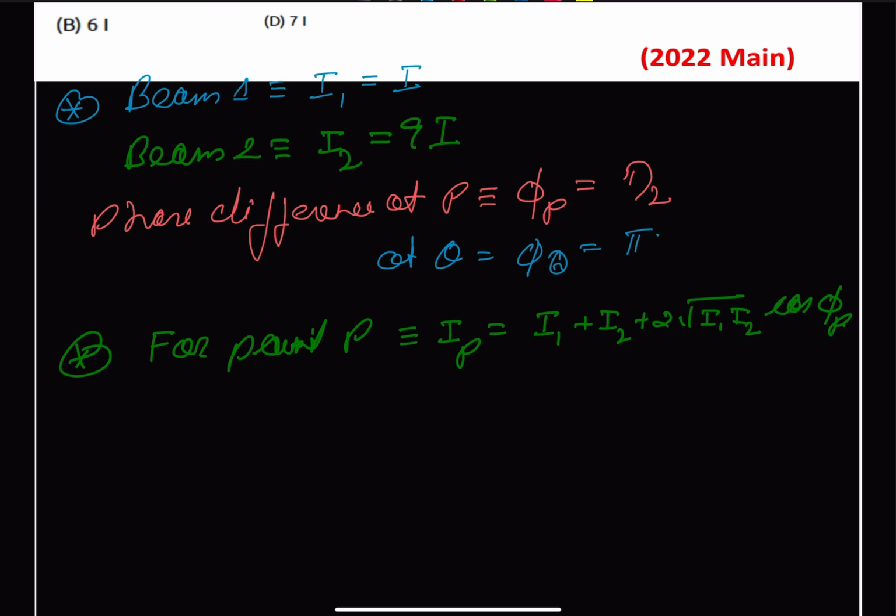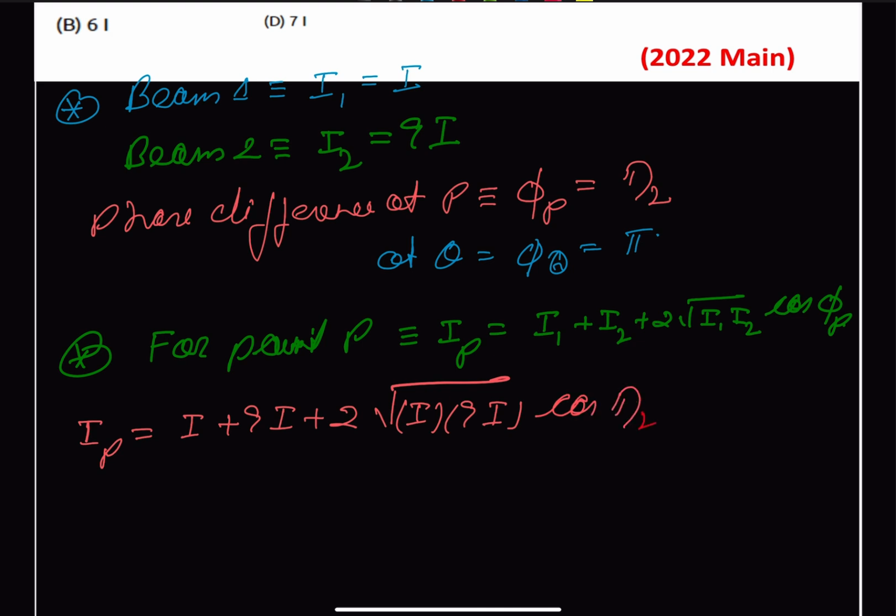So we get here IP is equal to I plus 9I plus twice square root of I multiplied by 9I, and we have cos of pi by 2. Cos of pi by 2 is 0, so therefore this entire term goes away, and we get this IP is equal to 10I.